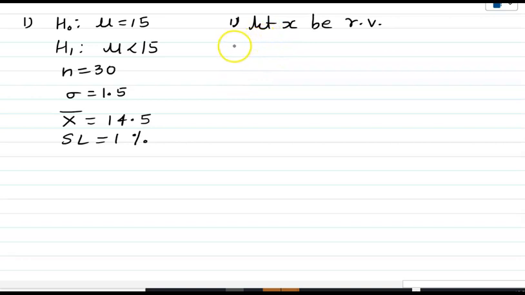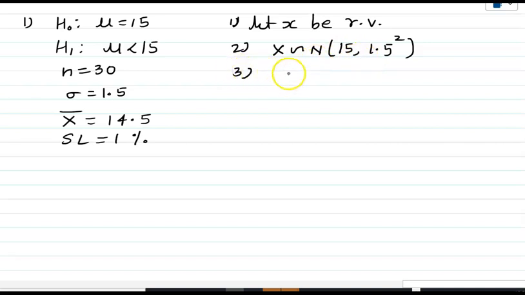Second step is, we need to write down the normal distribution. So x is distributed normally with mu and sigma squared. Mu is 15 and sigma is 1.5, so it should be 1.5 squared. If this is correct, you will get 1 mark for writing this.